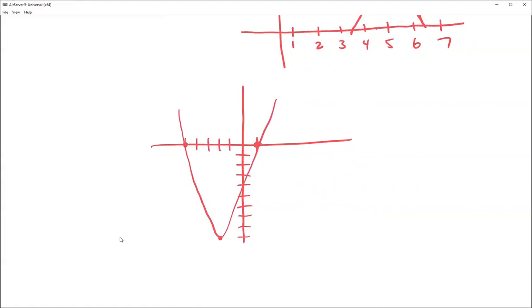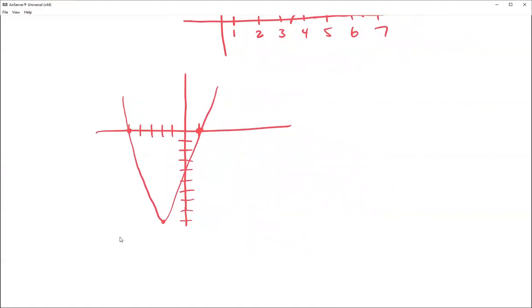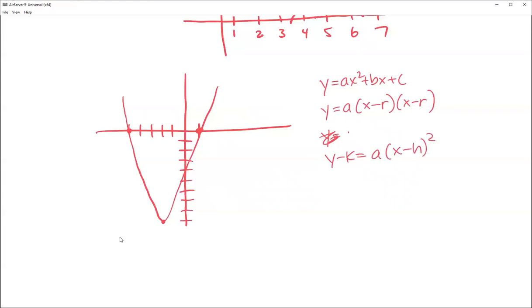Okay. Here we have standard form, which is y equals ax squared plus bx plus c. We have factored form, y equals a times (x minus r)(x minus r). And then we have vertex form, y equals, actually, let's just do y minus k equals a times (x minus h) squared. Okay.